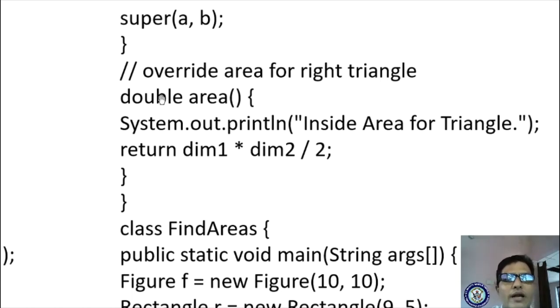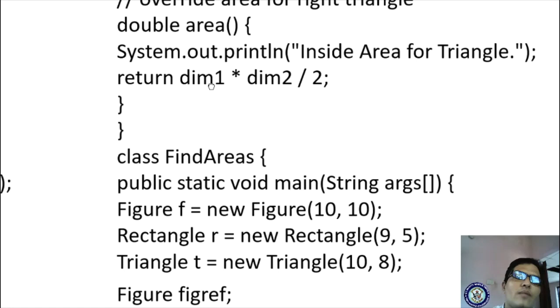Okay, and now in Triangle also we have an area method. This area method overrides the area method in the base class. Got it? Now inside the area of a triangle, we are returning half into length into breadth. If you observe here, dim1 into dim2 by 2, that is half into length into breadth. So that is the formula for the area of a triangle. Here the class Triangle ends.